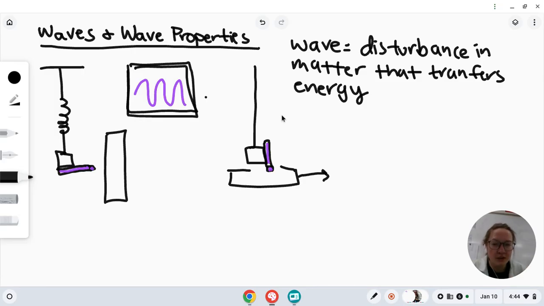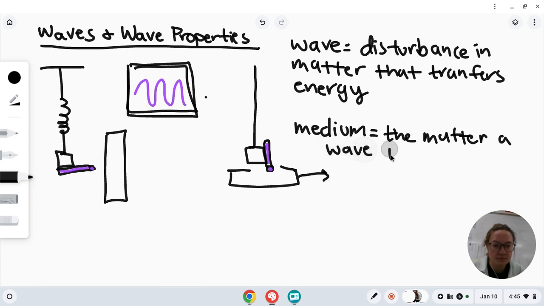There's one other vocab word that you need to know before we talk about some other properties of waves and some different types of waves. And that vocab word is medium. The medium is the matter a wave travels through.